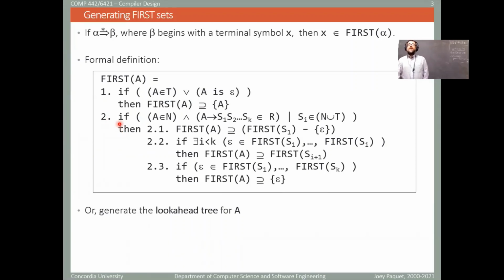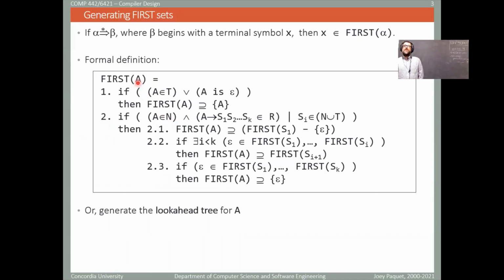The second case is a little less trivial, though it's not very complicated. As we'll see later, follow is substantially more complicated than first. To compute follow, you actually need first. The second case has three parts.